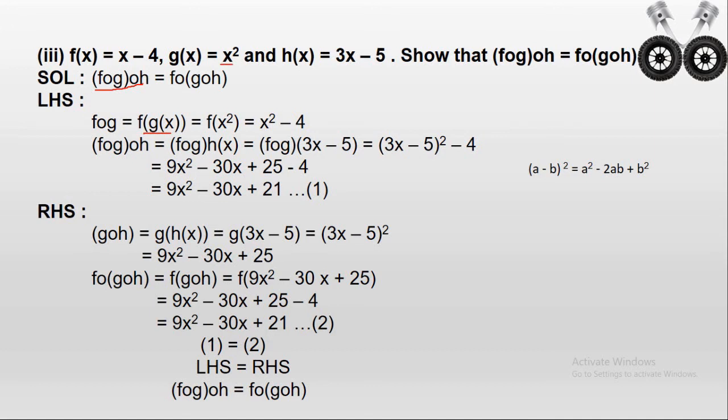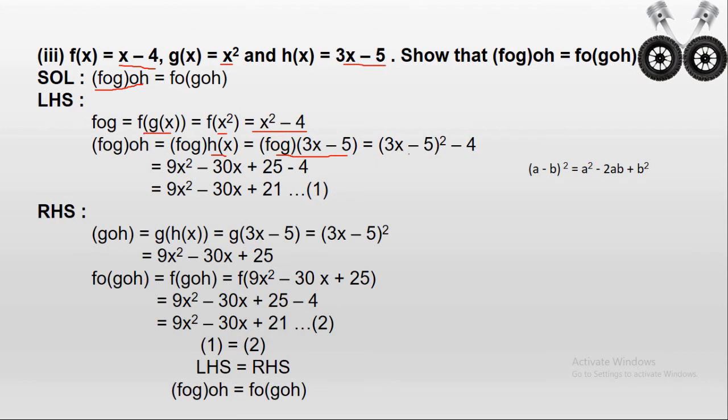So that can be written as f of x squared. Now in f of x, wherever x is, you have to substitute x squared. So that can be written as x squared minus 4. Next you have to find the value for (f composition g) composition h. That can be written as (f composition g) of h of x. What is the value of h of x? It is 3x minus 5. So (f composition g) of (3x minus 5). In f composition g, wherever x is, you have to substitute 3x minus 5. So it will become (3x minus 5) whole squared minus 4.